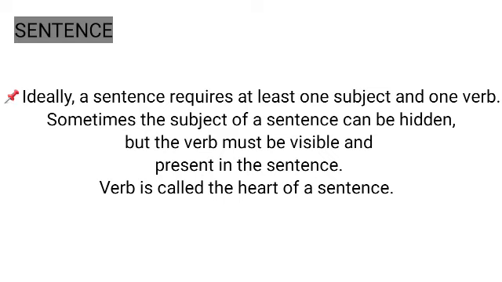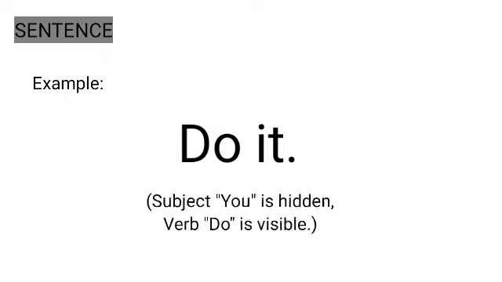Ideally, a sentence requires at least one subject and one verb. Sometimes the subject of a sentence can be hidden, but the verb must be visible and present in the sentence. Verb is called the heart of a sentence. Example, do it. In this sentence, a subject you is hidden, but verb do is visible.